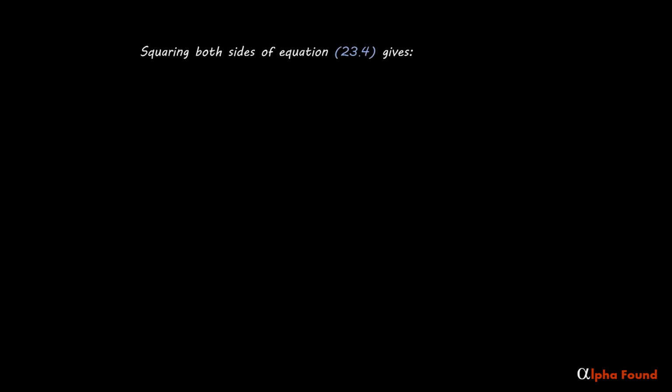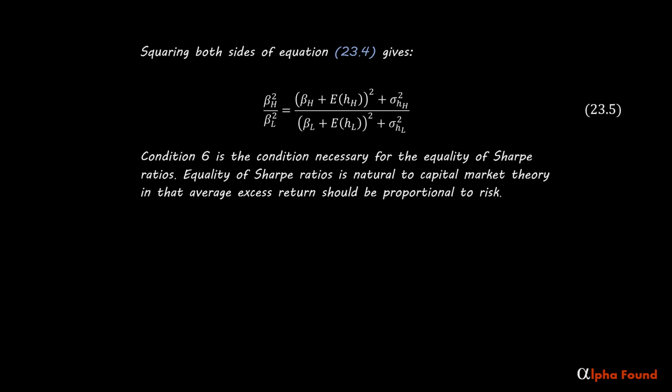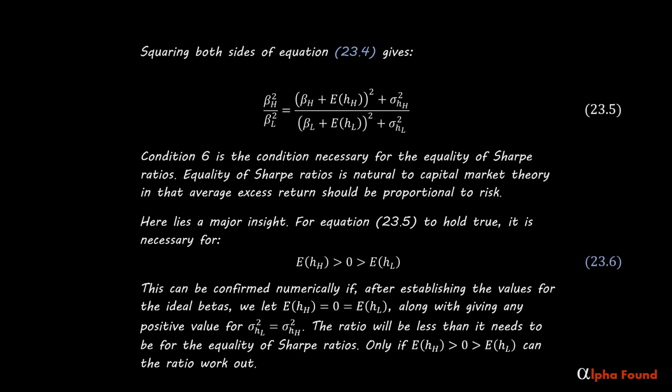Squaring both sides of equation 23.4 gives condition 6, which is the condition necessary for the equality of Sharpe ratios. Equality of Sharpe ratios is natural to capital market theory in that average excess return should be proportional to risk. Here lies a major insight. For equation 23.5 to hold true, it is necessary for the expectation of the high h to be greater than 0, which is greater than the expectation of the low h.